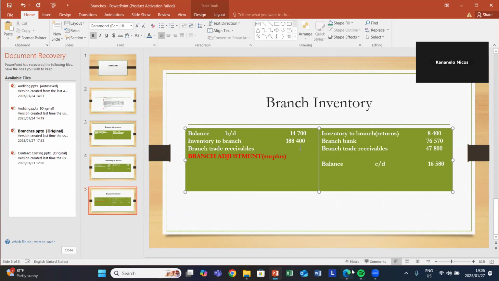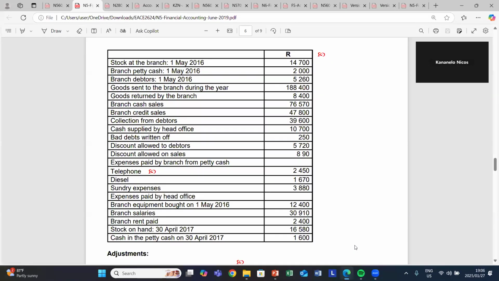And then let's go to our discount. For your discount, you have two types of discount. You have discount on trade receivable, and also discount on cash sales, or discount on sales. Discount on sales we call trade discount. When we did our income statement, we would normally deduct our trade discount from our sales. And then we have discount allowed to debtors. That one in our income statement, we normally record in expenses.